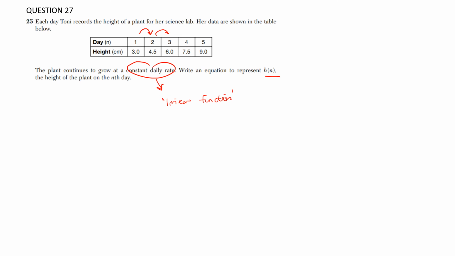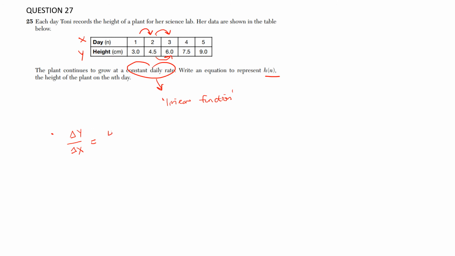From day 2 to 3, it grows yet another 1.5 centimeters. So this one can be done pretty easily from observation. That is basically the slope. One way to look at this is if this is x and this is y, change in y over change in x, that's rise over run.